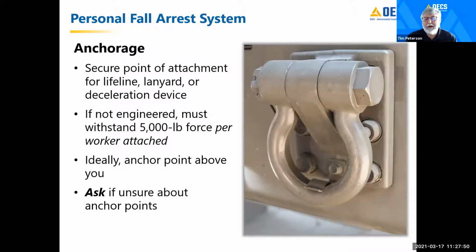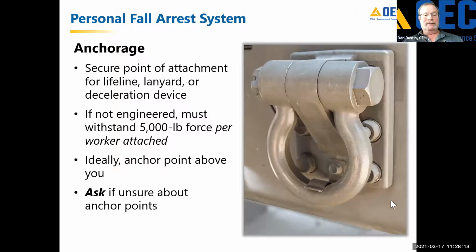Does that engineered system have to be by a certified, licensed, or qualified engineer? Can anybody design an engineered system, in other words? No, engineered means engineered, and I've got to have a PE stamp on the engineering drawings that indicate it.